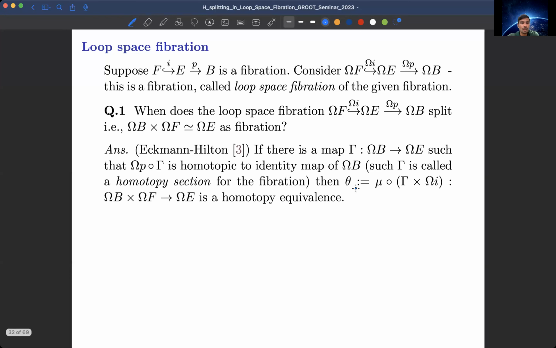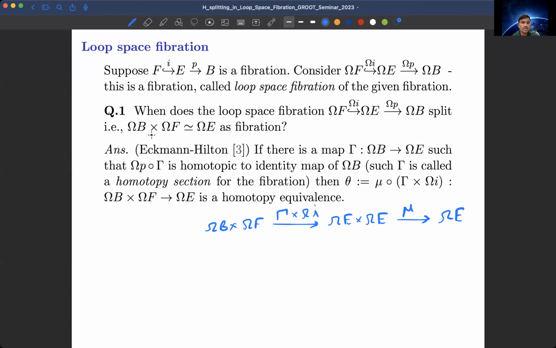The particular map which is the homotopy equivalence is the natural map from omega b cross omega f. You go using this gamma and omega i to omega e cross omega e, and there you use the multiplication map, like concatenation. This mu is the concatenation map in omega e, to go to omega e. And this is the exact homotopy equivalence between omega b cross omega f and omega e.